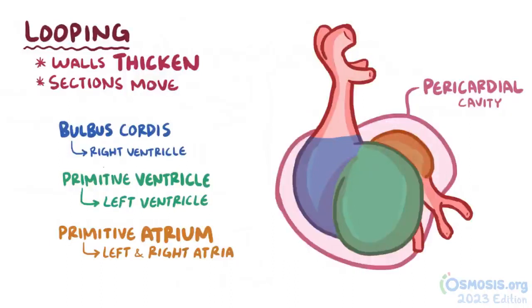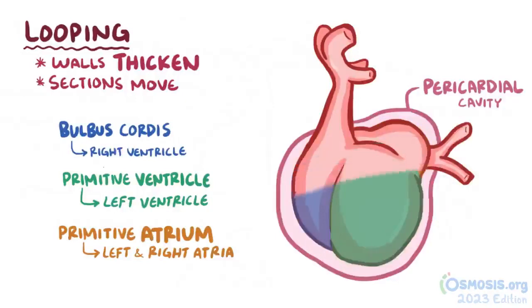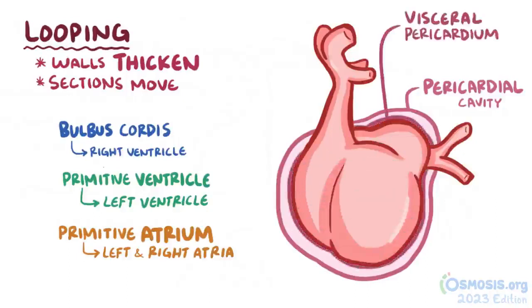As development continues, the growing ventricle moves to the left, so it crosses over the midline again, covering the primitive atrium. By the end of week 4, the cardiac loop starts to take on the general appearance of the adult heart. Also, by this point, visceral pericardium attaches to the outside of the heart and forms the epicardium. Even though it kind of looks like a heart on the inside, the definitive cardiac chambers have yet to partition.